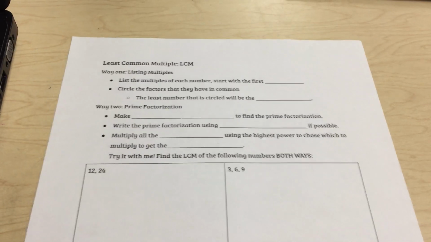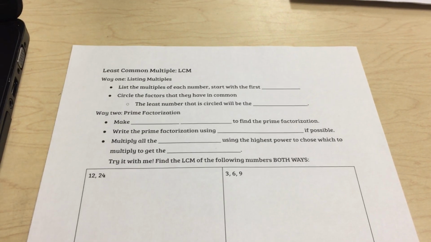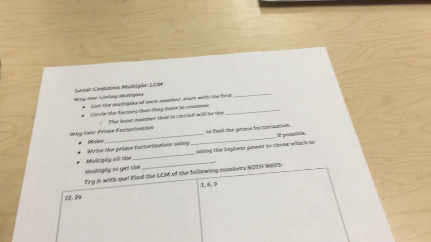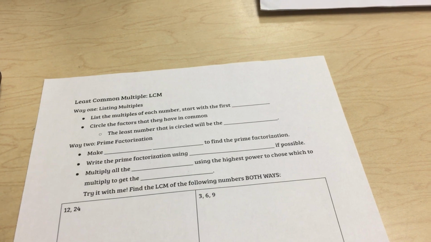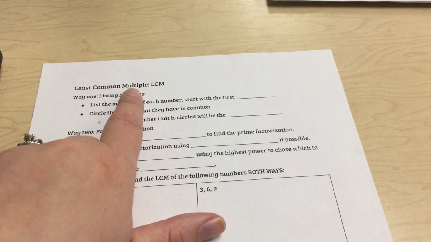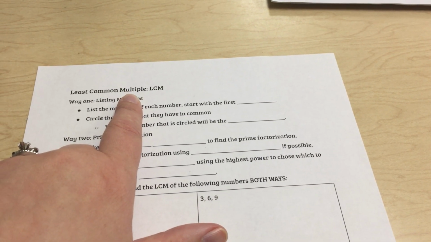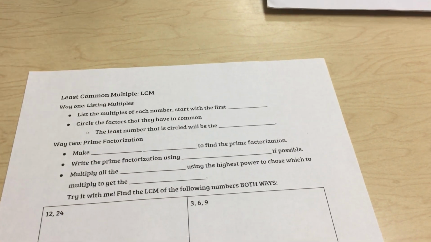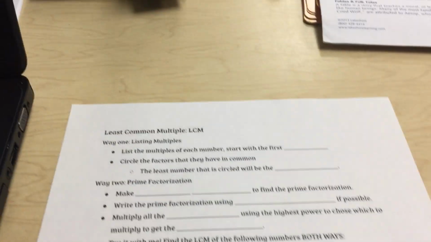So, today we're talking about least common multiple, or LCM. Again, this is something you have seen before, so this should be mostly a review for you. So, least common multiple is going to be a multiple, or something that two things can get to when they're multiplying, that they have in common, and it's going to be the smallest number of those. Kind of like the opposite of GCF.